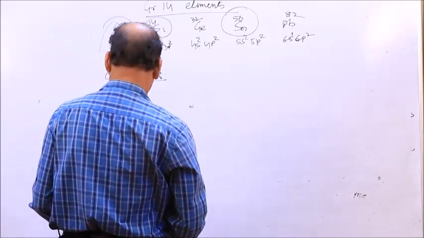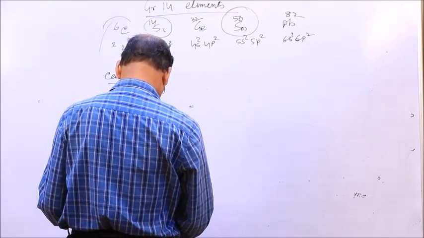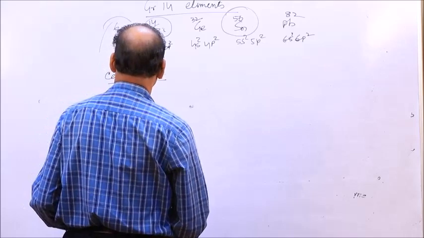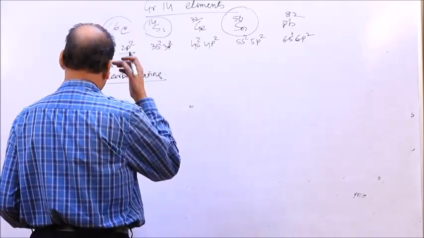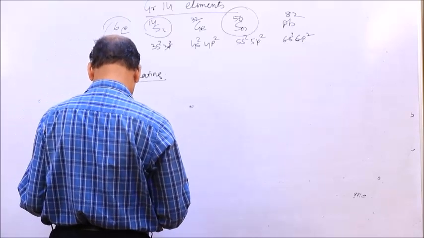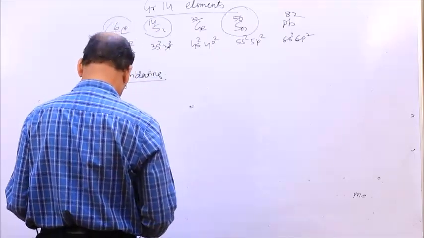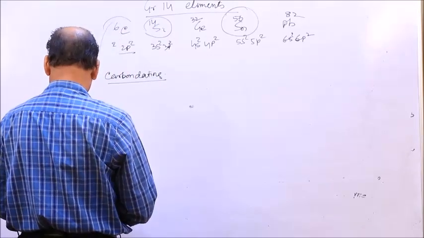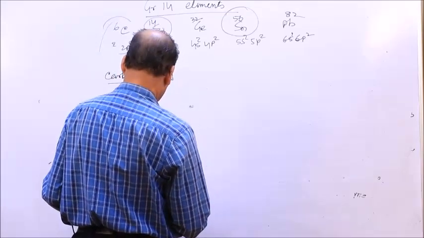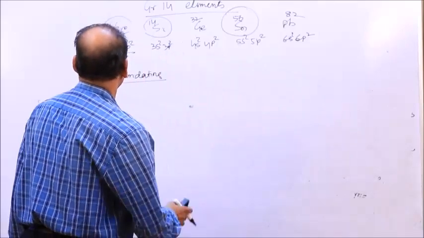Carbon dating is used for determining the age of objects. The half-life of carbon-14, the radioactive isotope, is 5770 years. So these are all the physical properties of the group 14 elements.